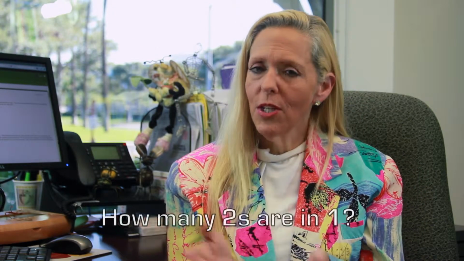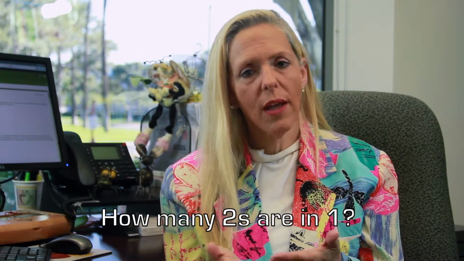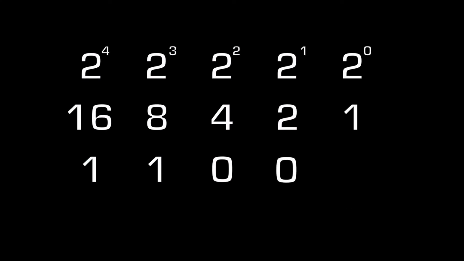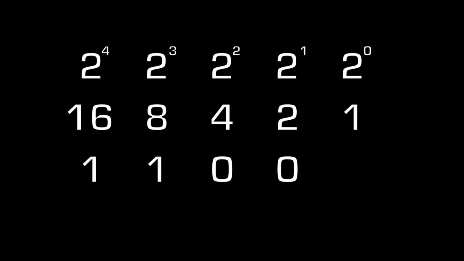The next position is 2 to the 1st power, or 2. We ask how many 2s go into the number we have left, which is 1. Well, 2 does not go into 1, so we put a 0 in that position. Since we have a 1, we put that in the last place, or 2 to the 0 position. The resulting number is 11001.